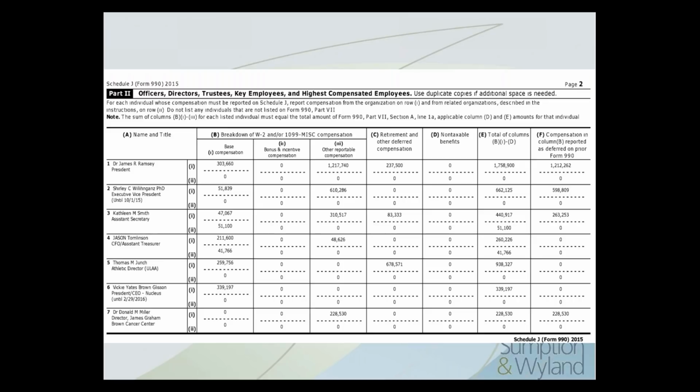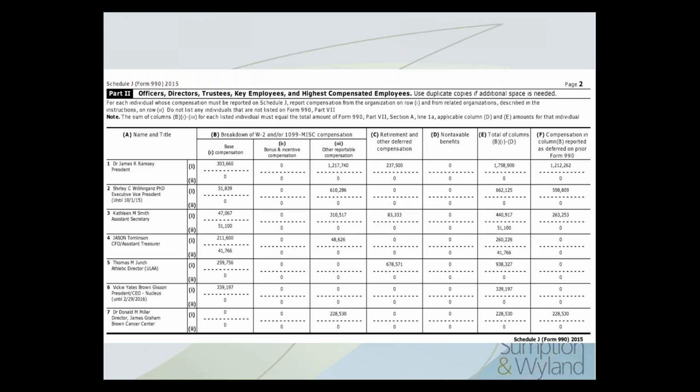And so in the case of Dr. Ramsey, we have 303,000 in base, other reportable of 1.2. That can be bonuses, incentive pay, other types of contractually obligated pay. And then column C, retirement and other deferred compensation. He's getting 237,000 in deferred compensation, and a total in column E of 1.7 million.